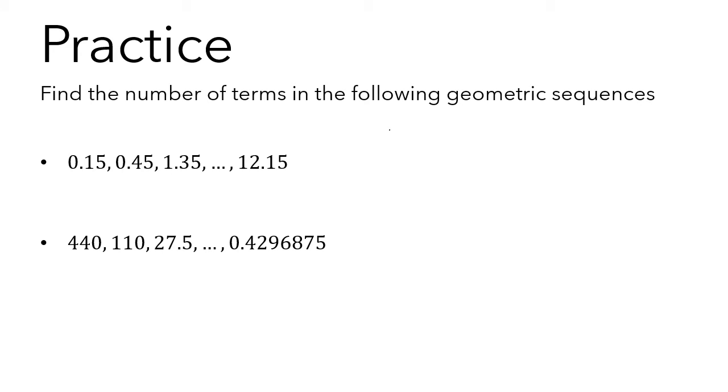So let's find the number of terms in the following geometric sequences. Remember, our general formula is going to be un equals the first term times the ratio to the power of n minus 1. So in this first sequence, we have that the first term is 0.15 and the last term is 12.15. So let's find the ratio. From here to here, it's multiplying by 3. So I know my r is going to be 3.